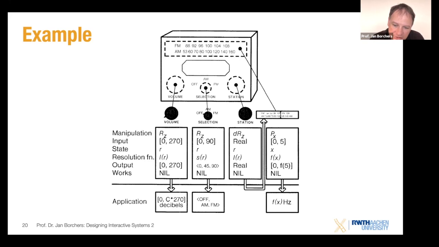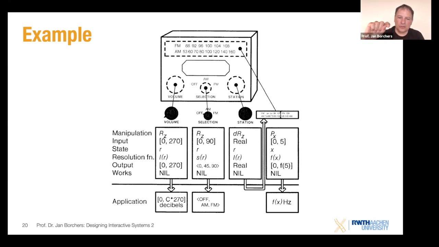This means, and this is important to understand because people keep getting confused with this later when we talk about this design space, this means that the input is now no longer an absolute rotational manipulation, but it is this relative rotational manipulation, right?